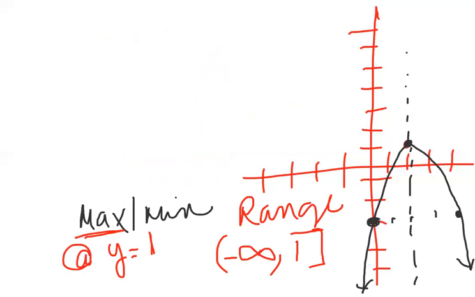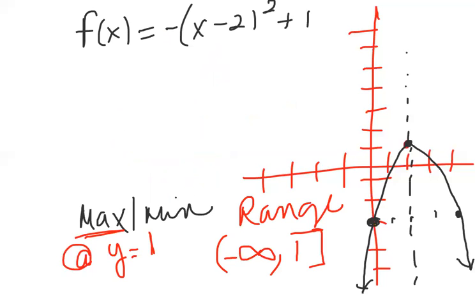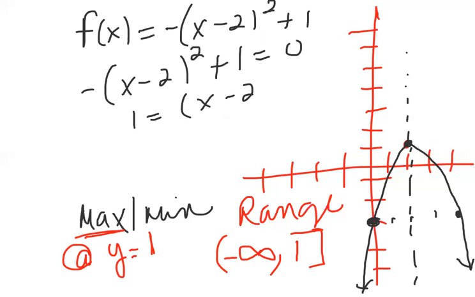So for this one, we're going to go to the function, which was f of x equals negative x minus 2 squared plus 1. Set it equal to 0. And then solve. Now, for this one right here, I'm going to take the negative x minus 2 squared and move it over. So I have 1 equals x minus 2 squared. I just moved the x minus 2 over because I want it to be positive.